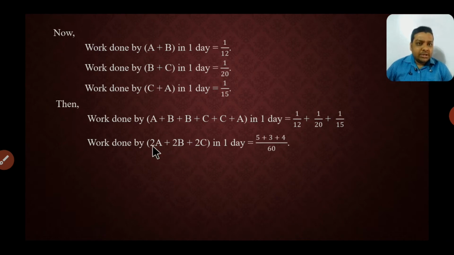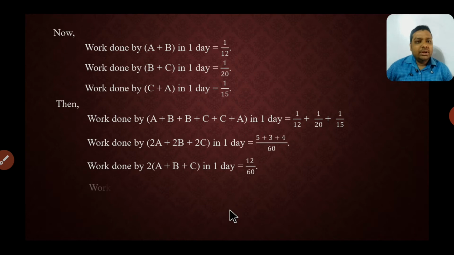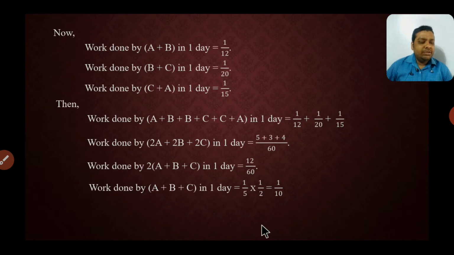So if you can see that 2 is common in each term, so we can take 2 common. So work done by 2 under bracket A plus B plus C in 1 day is 5 plus 3 plus 4, 12 by 60. So we can say 12 by 60 means 1 by 5 also. Now we can take 2 to that side. So 2, if it goes to that side, then it will go in division. So 1 by 2.